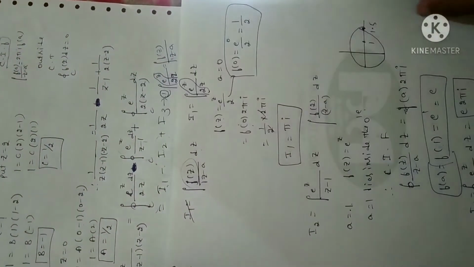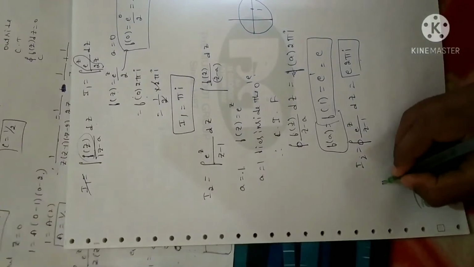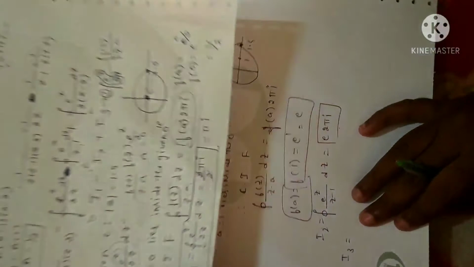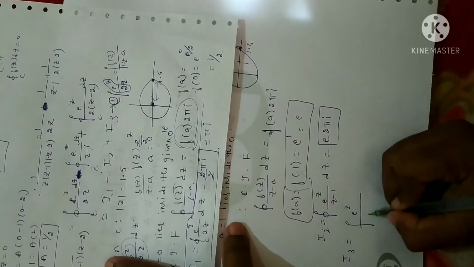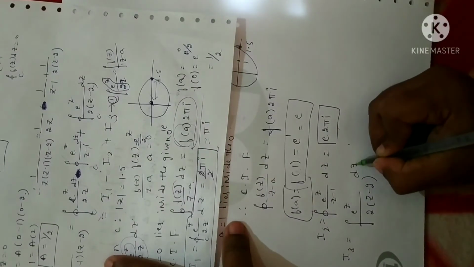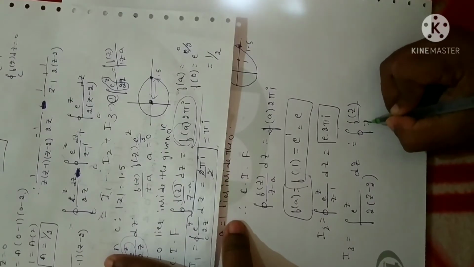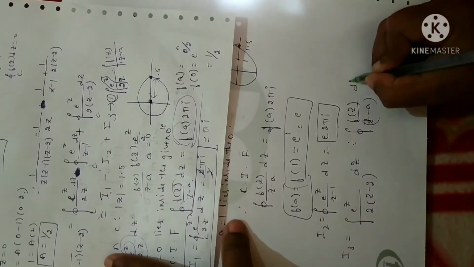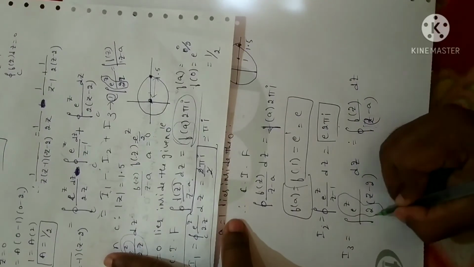Now let me solve I3 by using the same procedure. So let me write here. What is the value of I3 I have? I3 is integral of e power of z divided by 2 into z minus 2 into dz. Here also while comparing it with the standard form, what do we have in the standard form? F of z divided by z minus a into dz, right? So the z coefficient should be 1. So f of z will become e power of z by 2.